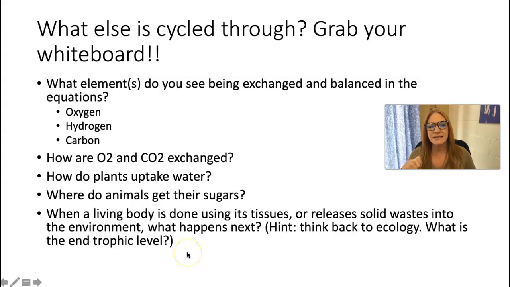When a living body is done using its tissues, and that is a very nice way of saying when it dies, or when it releases solid wastes into the environment, that's a nice way of saying poops, and those wastes are just nutrients that it either used all it needed or couldn't use, then what happens? Okay, and here's where I want you to think back to ecology. We talked about the trophic level. What's the end trophic level? If a trophic energy flow in an ecosystem starts with the sun, with whom does it end? Okay, write that down.